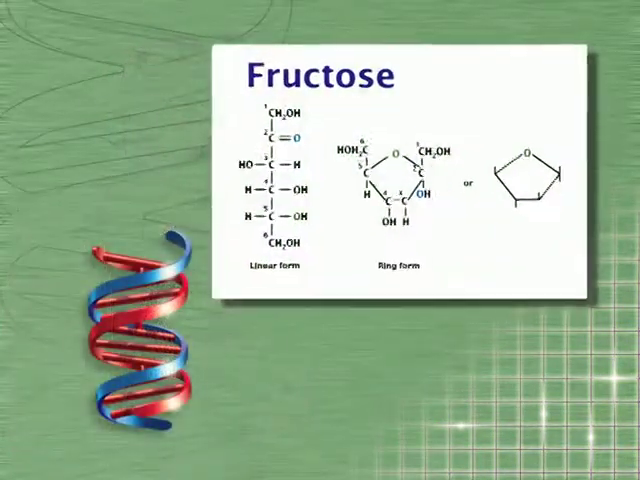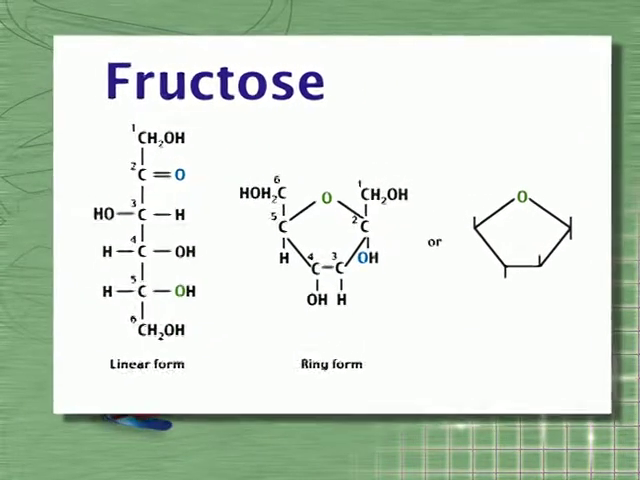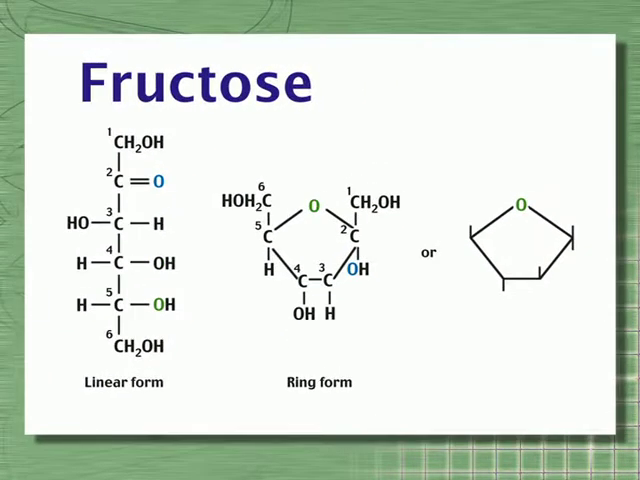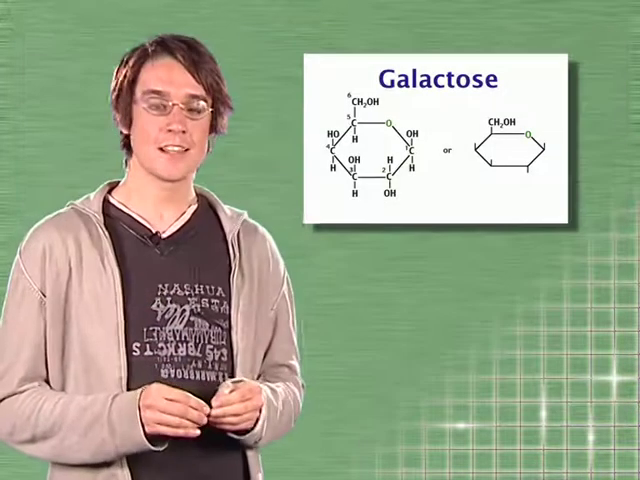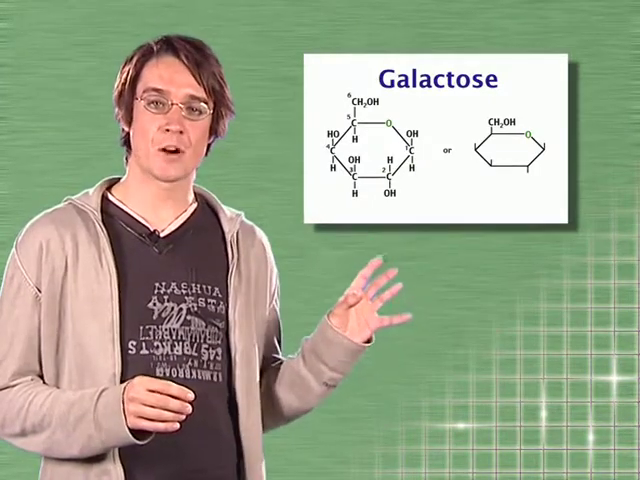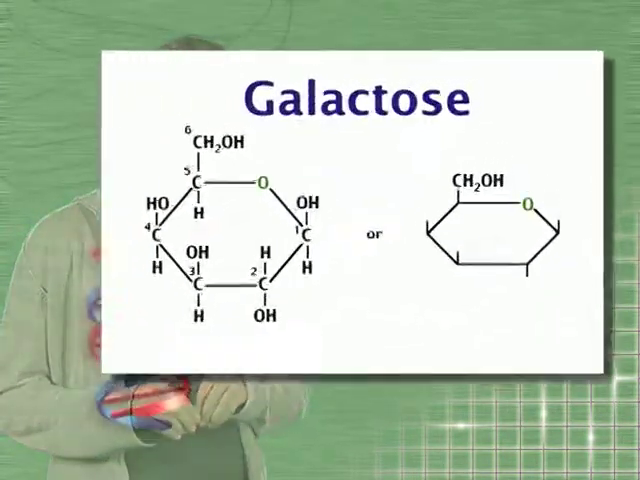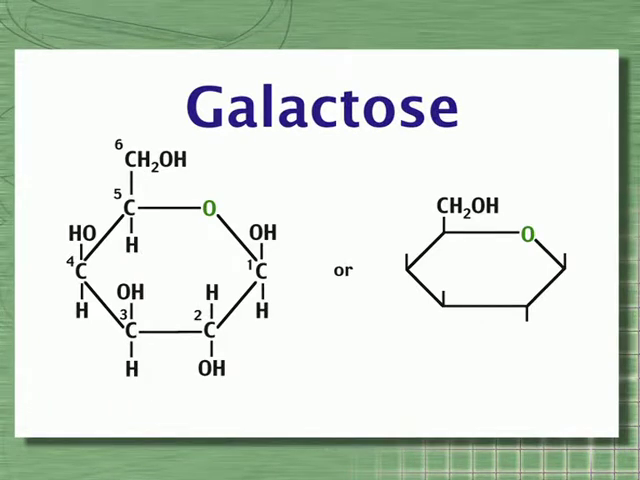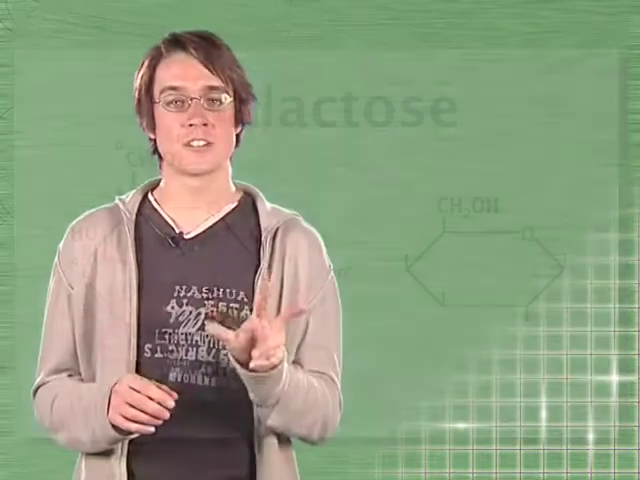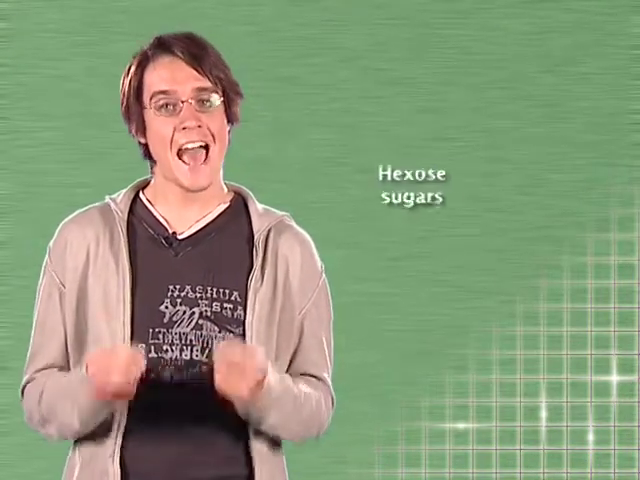Fructose is a monosaccharide found in honey and apples. It has the same molecular formula as glucose, C6H12O6, but has a different structural formula. The ring structure here is a furan ring. Galactose is a monosaccharide in milk, also with the same molecular formula as glucose, but a slightly different structural formula. These three sugars all have 6 carbon atoms in their molecules and are called hexose sugars.